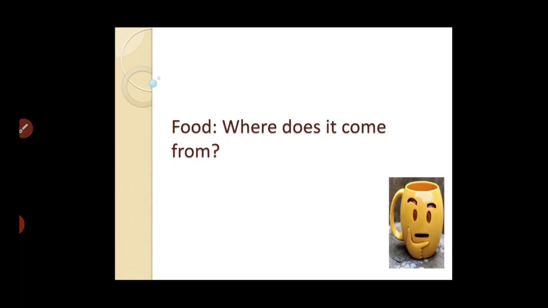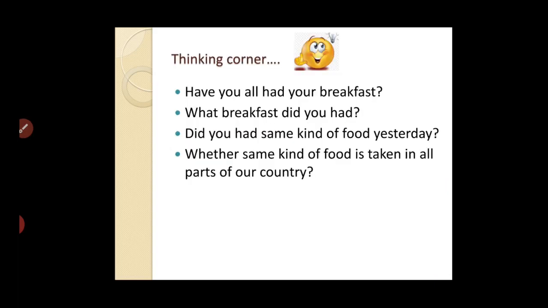Today we are going to discuss the first chapter, that is food. Where does it come from? Before entering into the topic, I have some questions. Have you all had your breakfast? What breakfast did you have? Did you have the same kind of food yesterday? Whether the same kind of food is taken in all parts of our country?